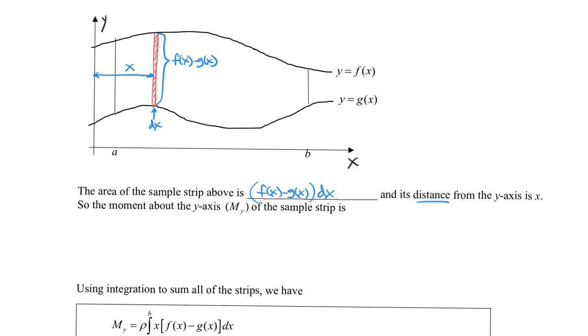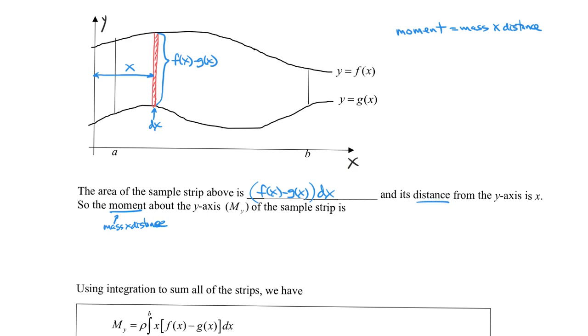So the moment about the y-axis of the sample strip is, so remember moment, we can think of moment as mass times distance. That's the moment. Let's head off to the side here and just write something. We've got to get a couple ideas down. So we're going to say moment equals mass times distance.